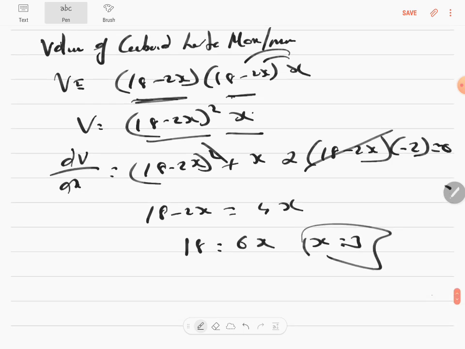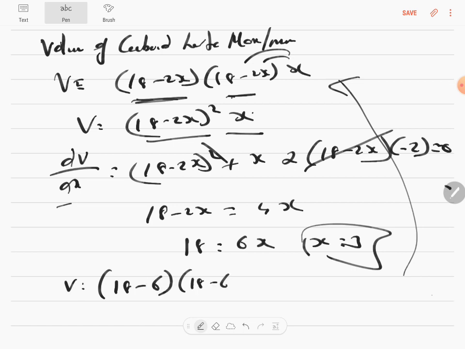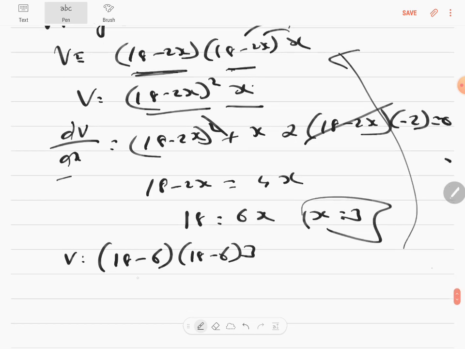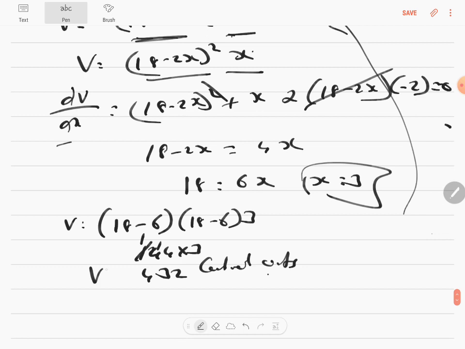You got the differentiated equal to 0, and at maximum you got x is equal to 3. You can substitute in the question and find the volume. Are they asking for maximum volume or minimum volume? Maximum possible volume. So once you get x, you can substitute in the volume. So V is equal to 18 minus 6 is 12, 12 squared is 144, into 3 is 432 cubic units. Volume, right? Cubic units. Very important, you lose marks otherwise.